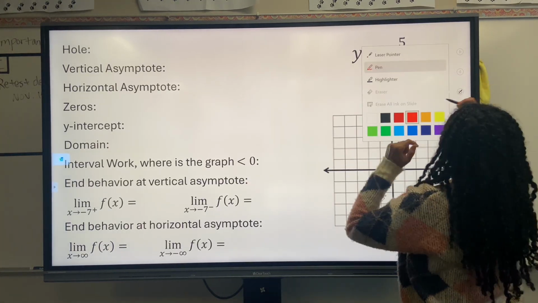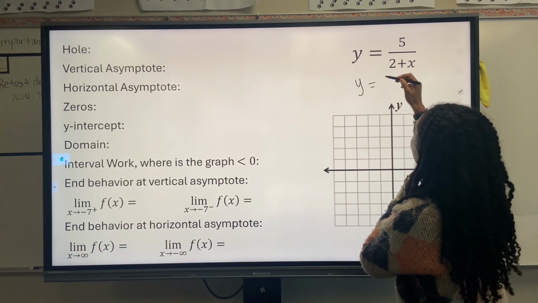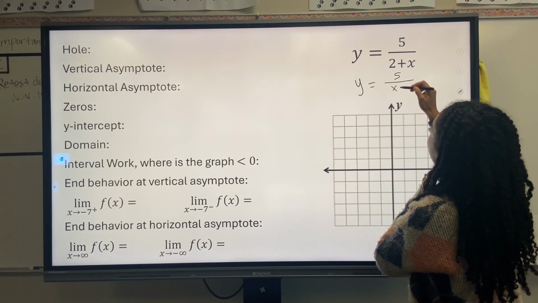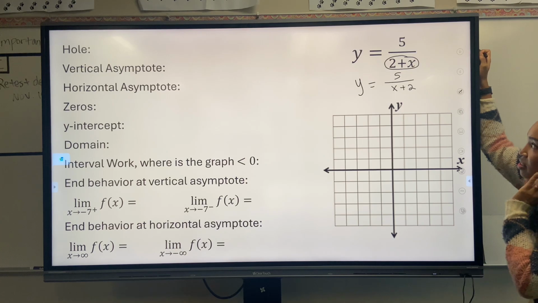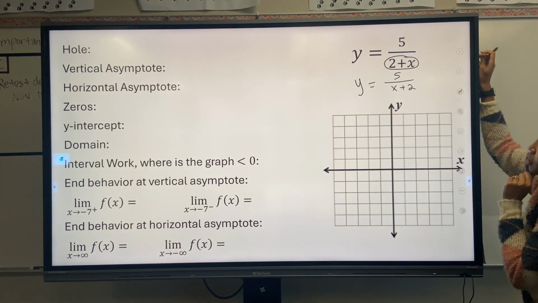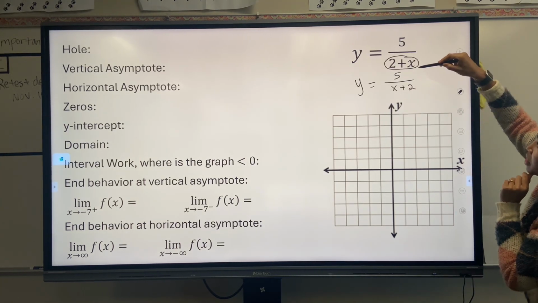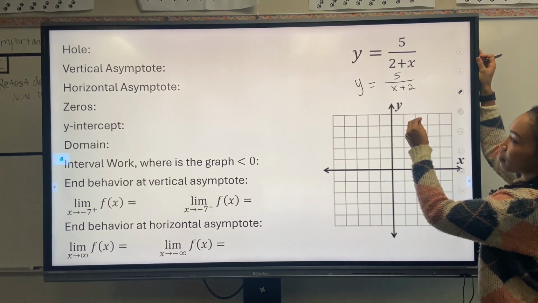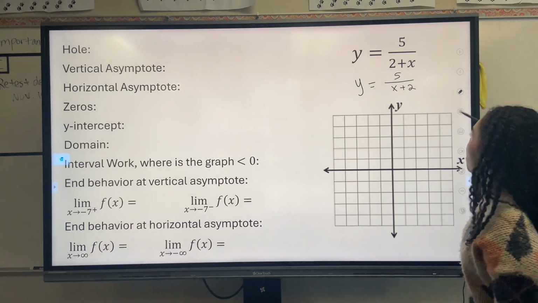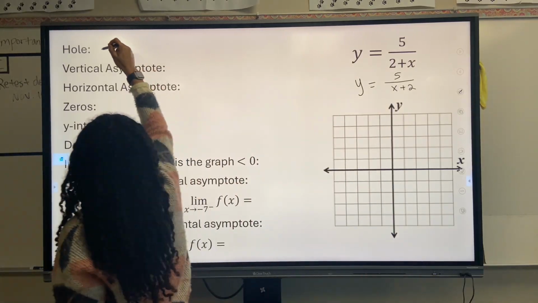Don't let this confuse you. This says y is equal to 5 over x plus 2. Don't let this denominator confuse you because it's not in the standard form. I don't need to factor because it's already factored. It's in its simplest form. And nothing cancels out, so that means there are no holes.